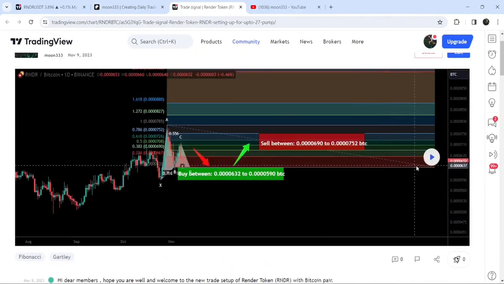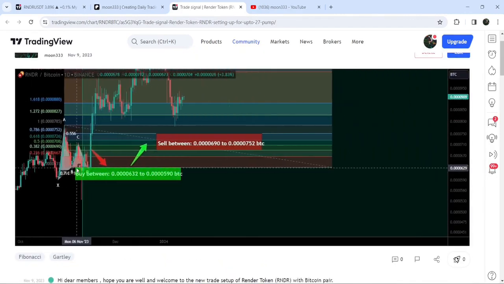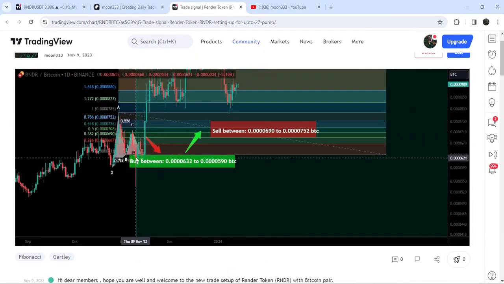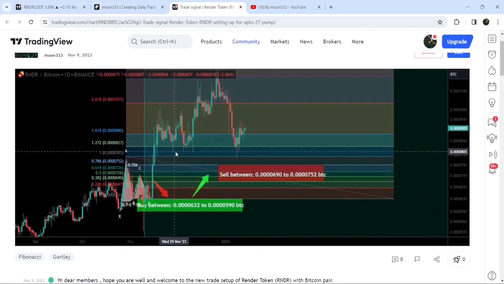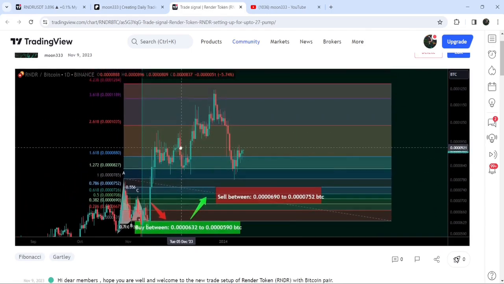And now if I play this chart, then you can see that the price line dropped more down, completed the leg, entered the buying zone, and then we had a very massive price reversal. And this was almost 111%.